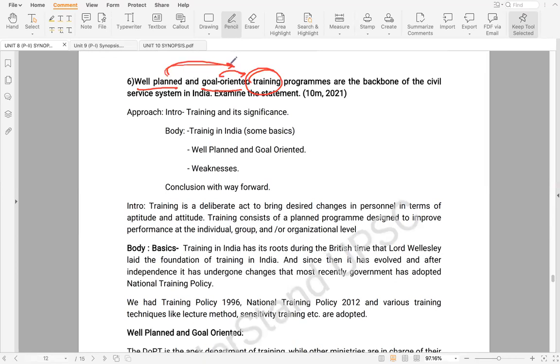So you tell us how you want to plan it well, which is to structure it well and have various components. And goal oriented, what should the goal be? So we have to just discuss that. Training and its significance, training in India, with well planned and goal oriented as the keywords. What would be the weaknesses and how do we counter those weaknesses, along with the conclusion? So conclusion with way forward.